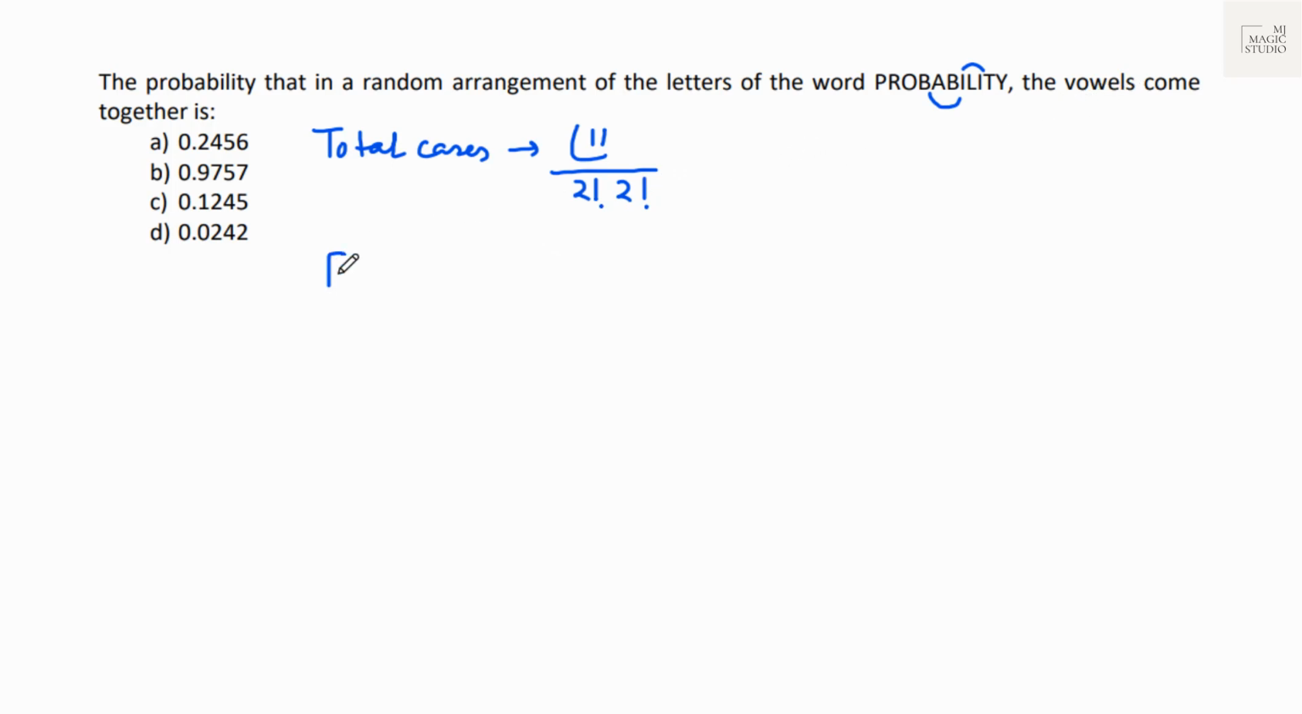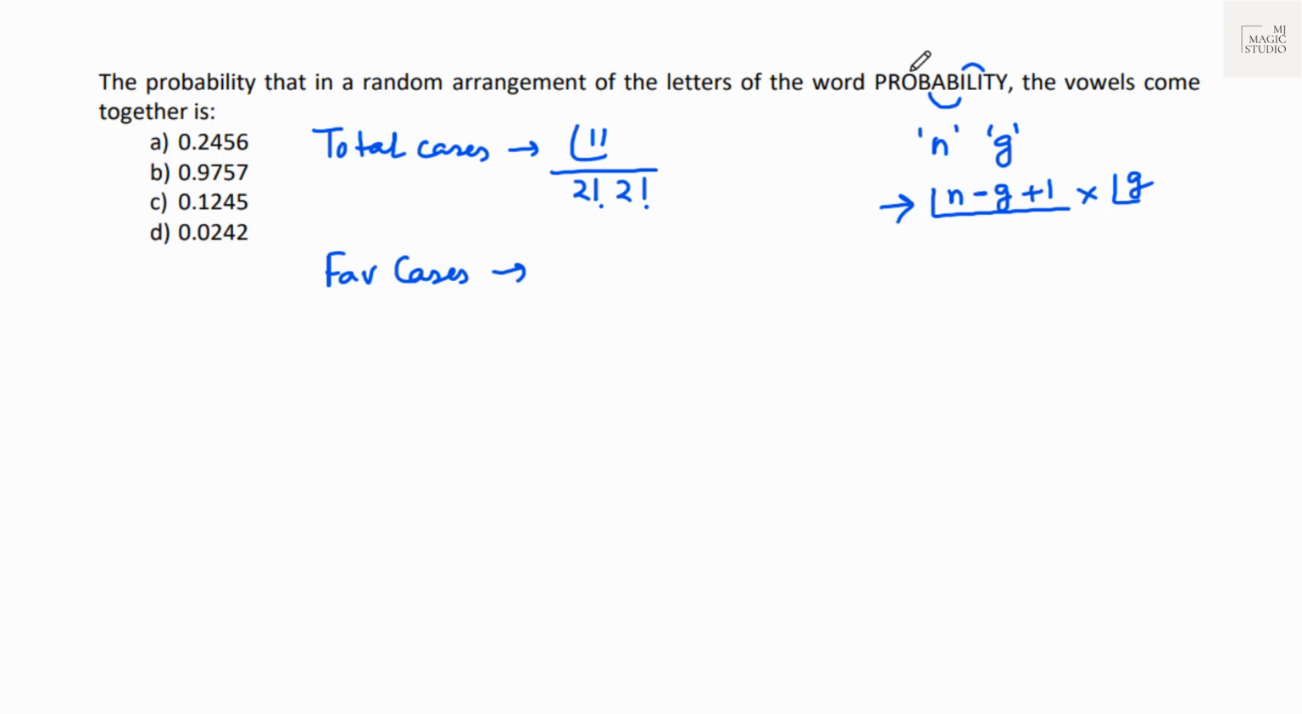Now they are saying that vowels come together. That means to find the favorable cases, we need to use the concept of grouping. Suppose we have n objects, out of which g objects need to be always kept together. Then the number of ways we can arrange is simply given by factorial (n minus g plus 1) into factorial g. That's it. This is the group effect formula.